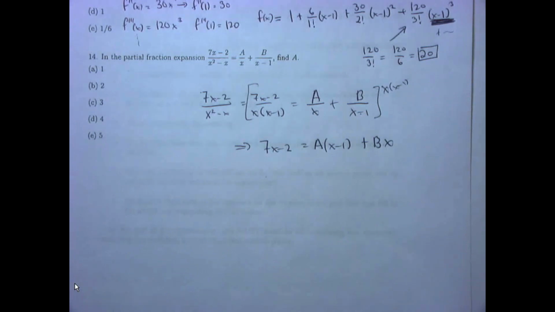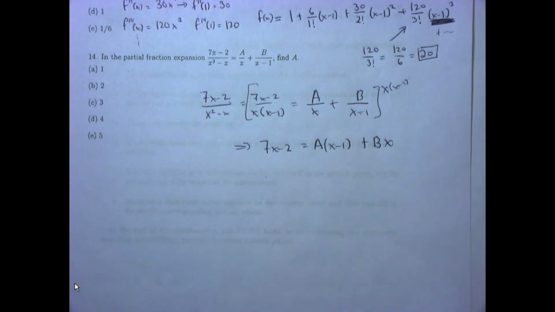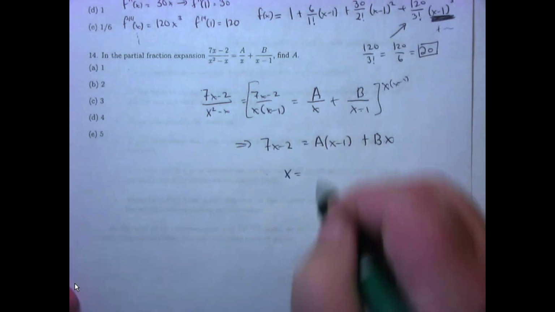So far, so good. All right. This equation, I use the annihilator method. It's the fastest and easiest method. The annihilator method basically says this works for all x's. I'm going to pick a couple of x's because I've got two letters to solve for.